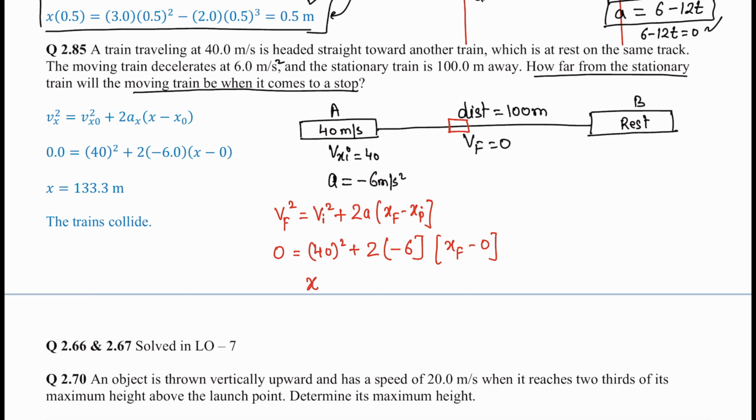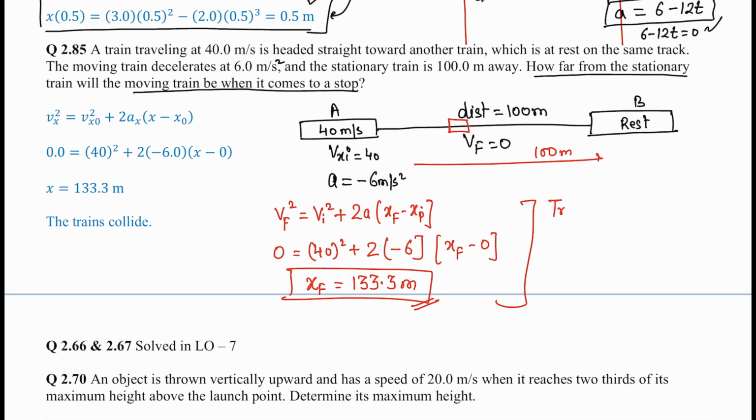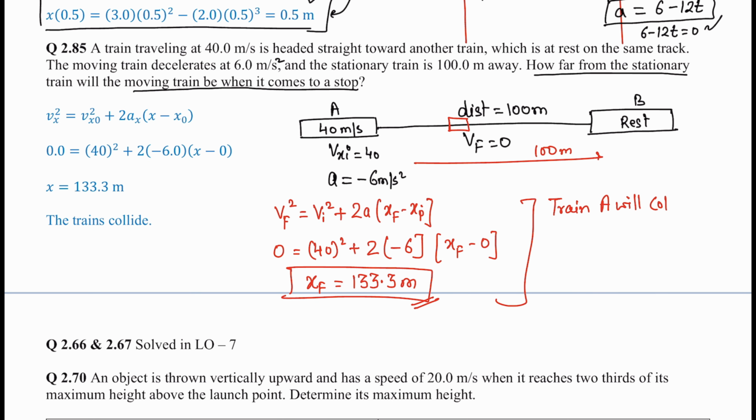So you will find x final distance is 133.3 meter. What do you understand with this? How much is the distance? The distance is 100, and the train can stop at 133. It means train A will collide with train B. Clear? Understand?